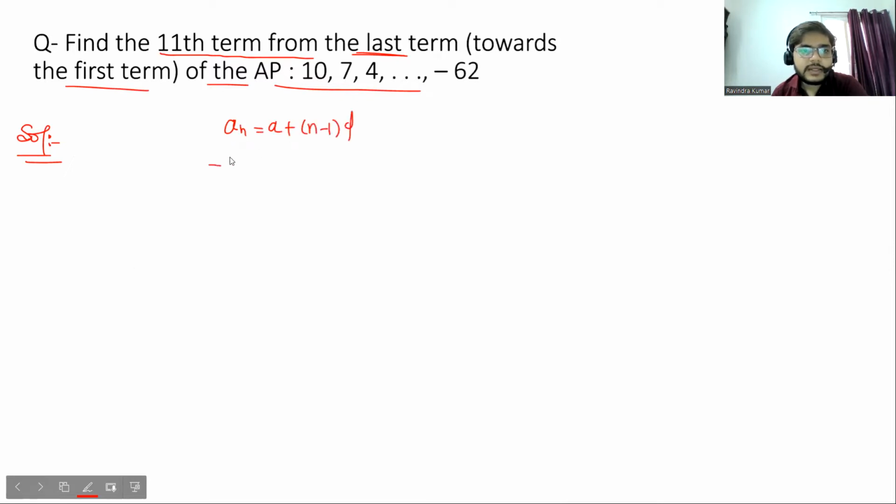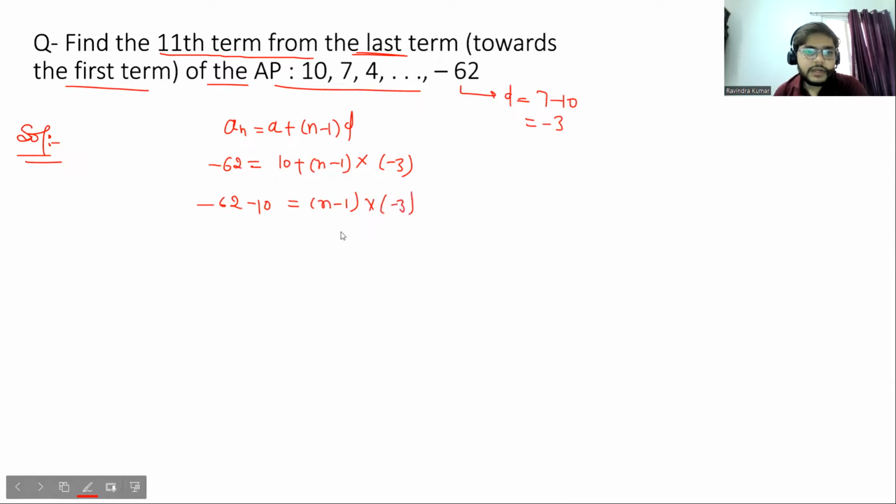So it will be minus 62 here. It is 10 plus (n minus 1)d. Just find out the d from here. So d is equal to 7 minus 10, that is minus 3. So minus 62 minus 10 will be (n minus 1) into minus 3. So it will be minus 73 actually. 73. Okay. So it will be (n minus 1) into minus 3.